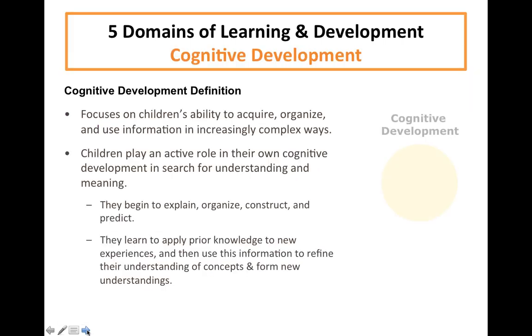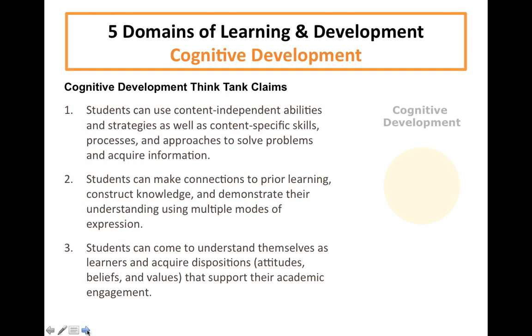So we're going to move on to the second domain of learning and development, which is the cognitive. This domain is one of the two required constructs for the 2015 and 2016 school year, and children's cognitive capabilities provide the foundation for learning that occurs in school and in life. These cognitive skills include regulating attention, remembering, reasoning, and problem solving, and they enable children to understand new information and apply it to new situations.